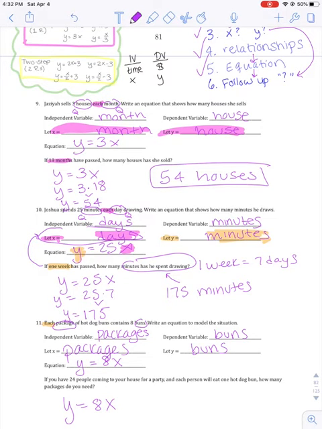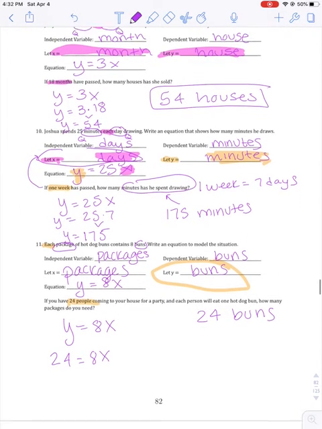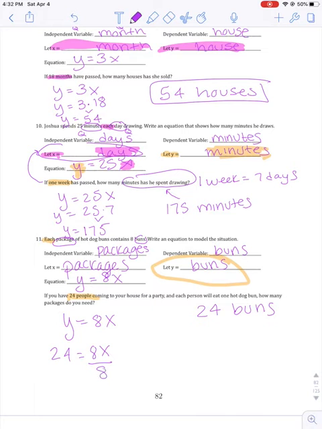It says, if you have 24 people coming to your house for a party and each person will eat one hot dog bun, how many packages do you need? So although they've given me the information 24 people, they've also told me that each person eats one bun. So I really have the information 24 buns. Buns goes with y. So I'm going to replace y with 24.